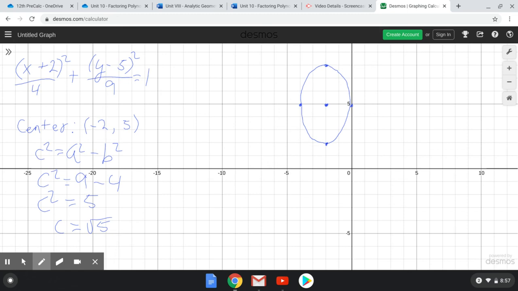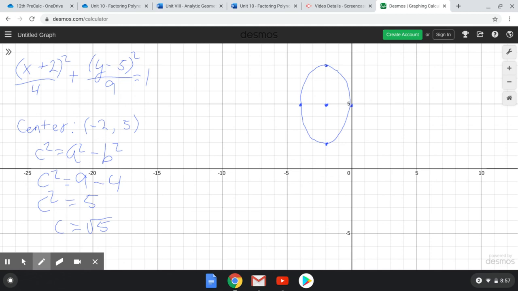So we're going to go the square root of 5 in both directions from the center in the y direction. Because remember, y direction is our major axis, which we know because this is the bigger number. And our foci are always on our major axis. So the foci are going to be up and down from the center. The square root of 5 is approximately 2.2.